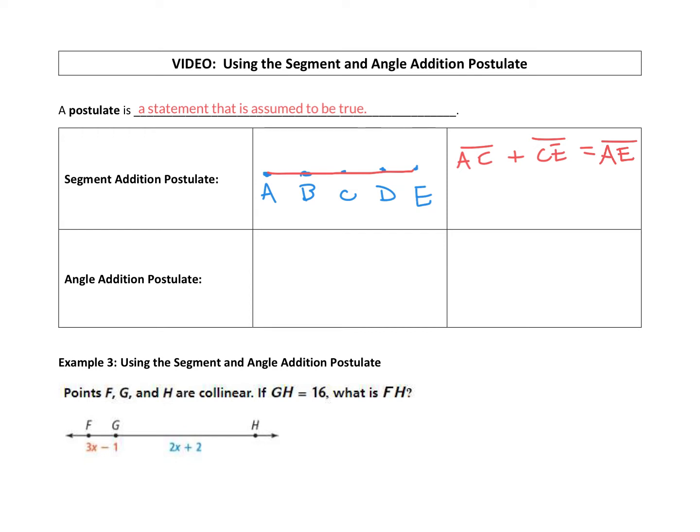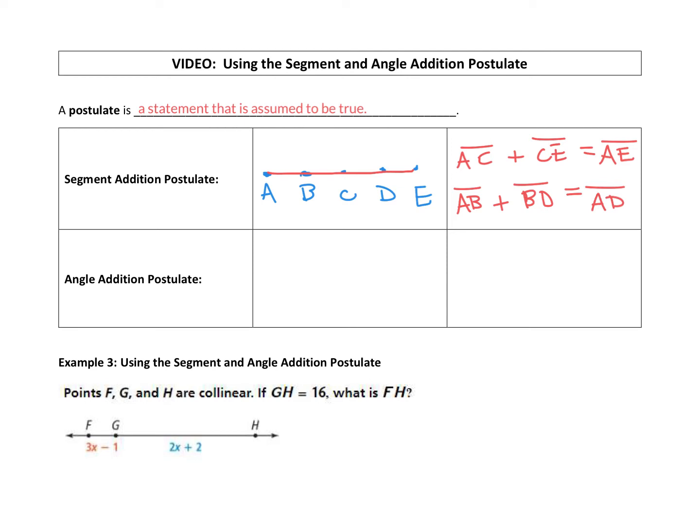We could say other things. We could say segment AB plus segment BD equals, and then let's see what that would be. Here's AB, here's BD. That's going to give us from A all the way to D. So that's your segment addition postulate.